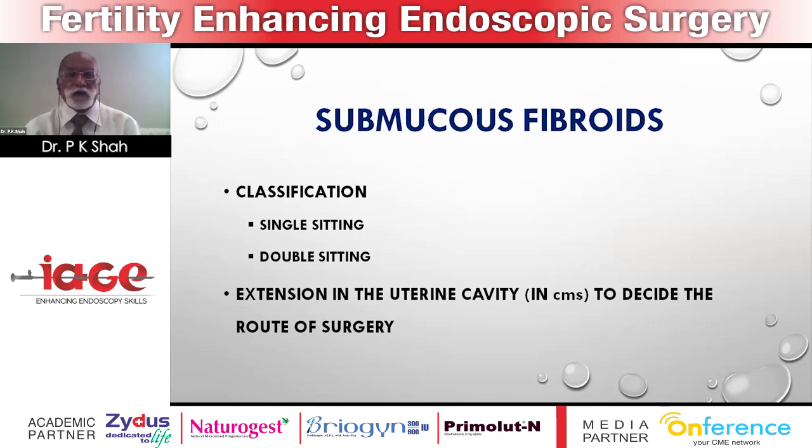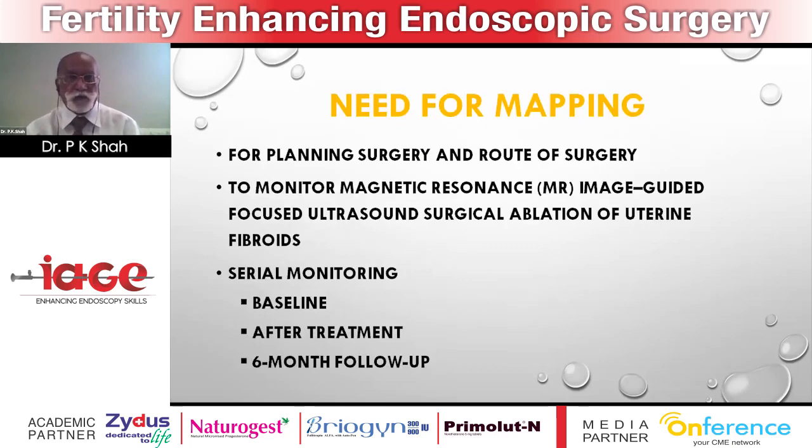Why is it important? Because you will decide whether you will go for single sitting or double sitting, whether you will go for hysteroscopic or laparoscopic removal, and the extension in uterine cavity in centimeters to decide the route of surgery is very important. So now it is very important that you must do mapping of the uterus before you take her up for any surgery, any route.